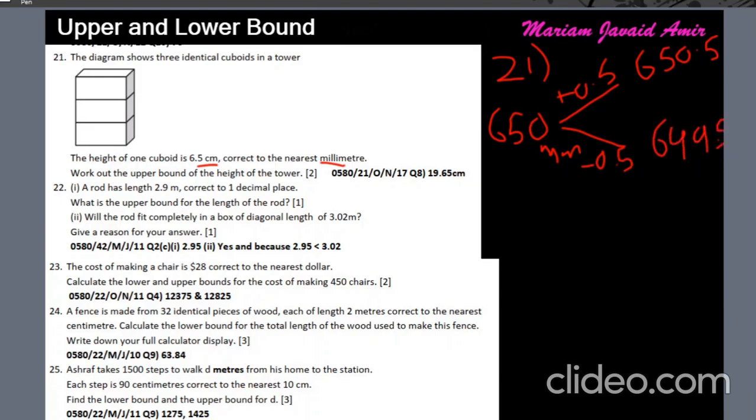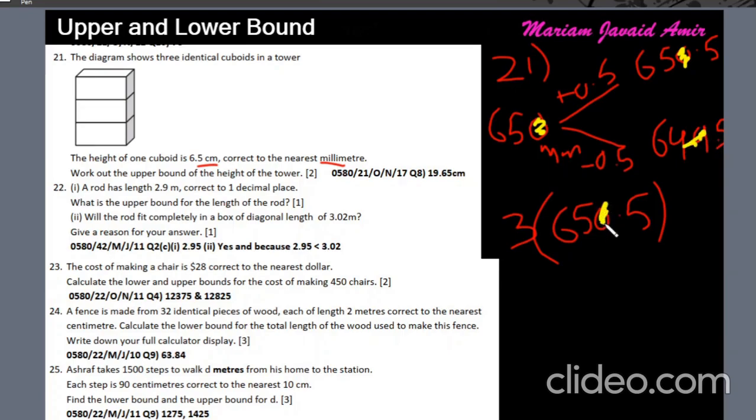Okay. Then work out the upper bound for the height of the tower. So the height of the tower will be 3 times the upper value since they're asking for the upper bound. So 3 times 650.5 gives us, oh wait, there's a mistake. 6.5 times 10 is 65 millimeters. Add 0.5 to it, so we get 65.5, and subtract 0.5 from it, so we get 64.5. So this will be 65.5.